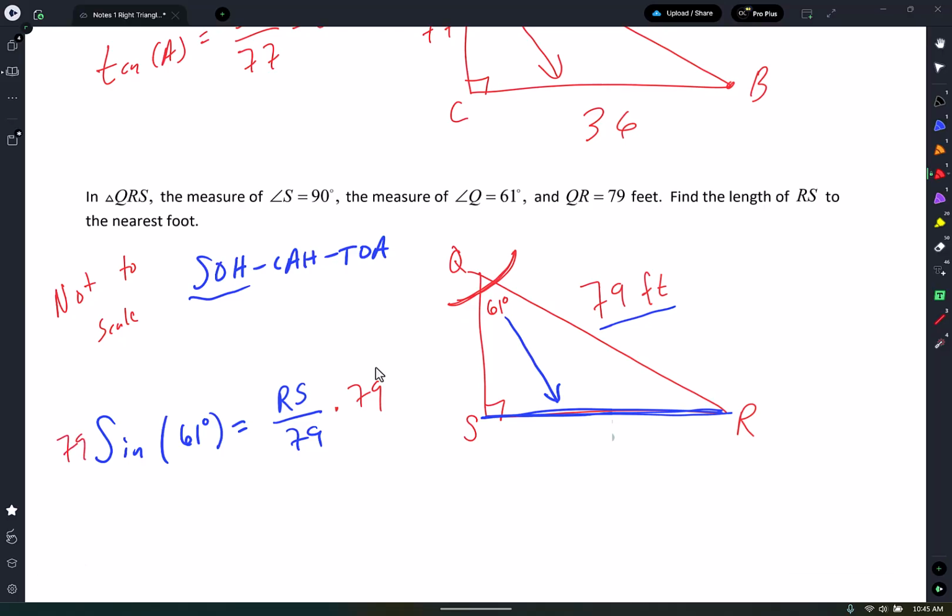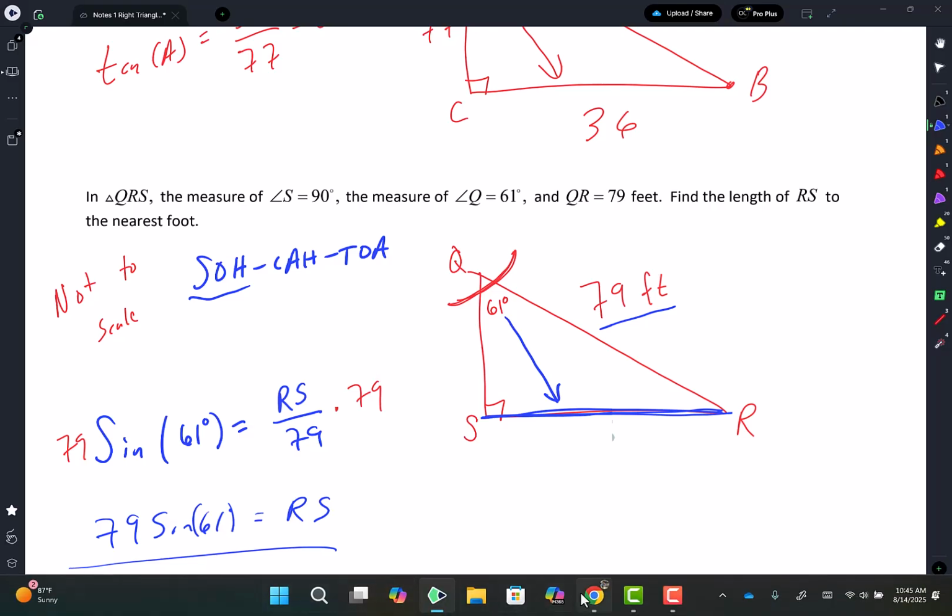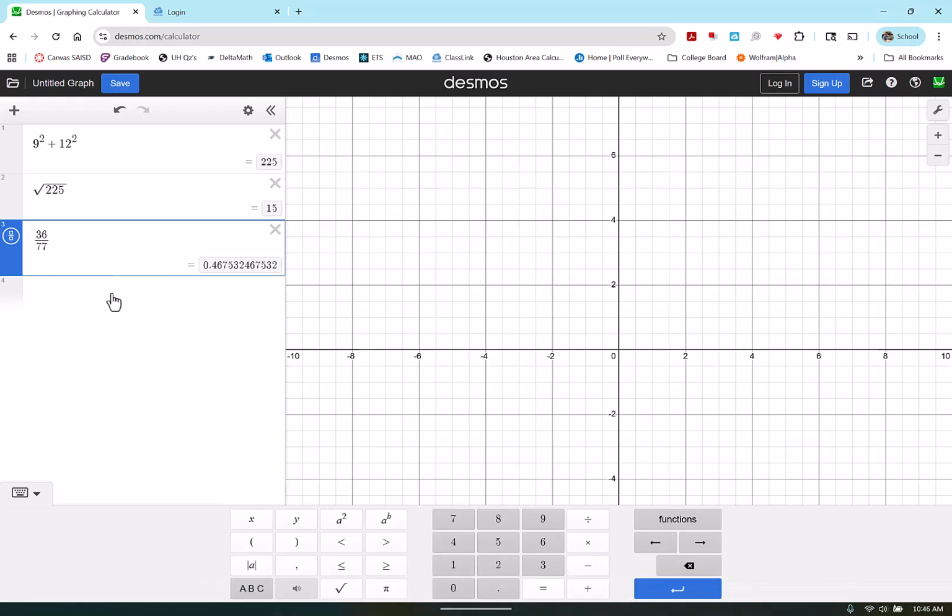Whatever you do to one side, you do to the other because of the equal sign. So now here's what I have. See, I color code things, guys. 79 sine 61 degrees equals the segment RS. You're done. You just have to figure out what that segment RS is with a calculator. So here it is. I'm using Desmos.